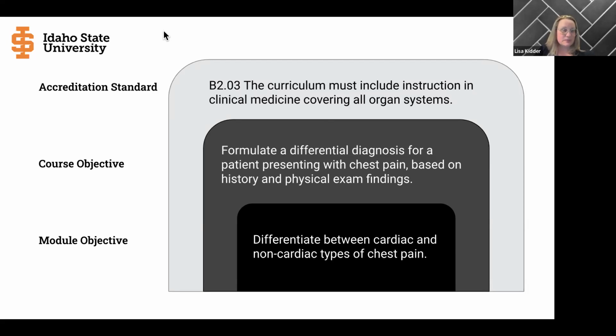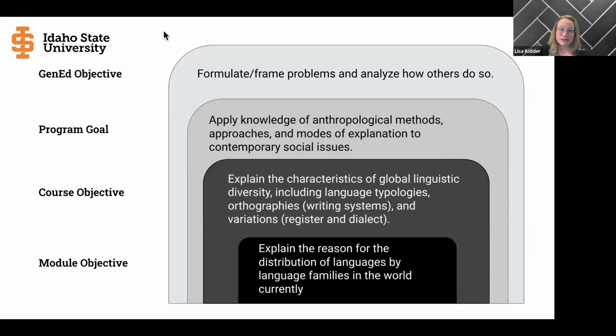So another example here, and I'm going to use our Gen Ed standards, our Gen Ed objectives. General education objectives for ISU are created by the State Board of Education, and faculty across the state are involved in the updating and the revision of those. So in this case, there's not an accreditation body, but there is a statewide body that comes together to make the standards. One of the parts of the objective is to formulate and frame problems and analyze how others do so. That's pretty broad. This comes under the critical thinking objective of the Idaho General Education Objectives for Higher Ed.